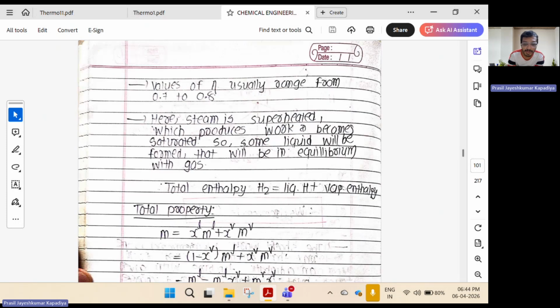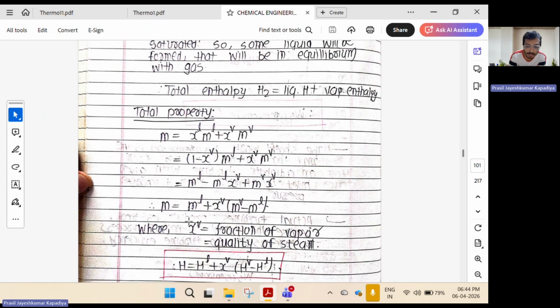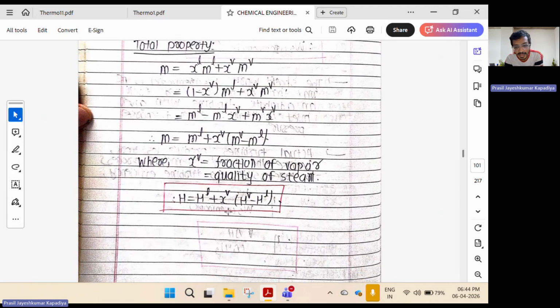So the total enthalpy will be liquid enthalpy plus vapor enthalpy. In a similar way, I'm writing it for any property M: M is equal to XL, the liquid mole fraction, times ML for that particular property, plus XV times MV. This is from the lever rule. So XL is 1 minus XV, times ML plus XV times MV, which is ML minus ML XV plus MV XV. So M is equal to ML plus XV times (MV minus ML). So we can say that H is equal to HL plus XV times (HV minus HL). Correct.